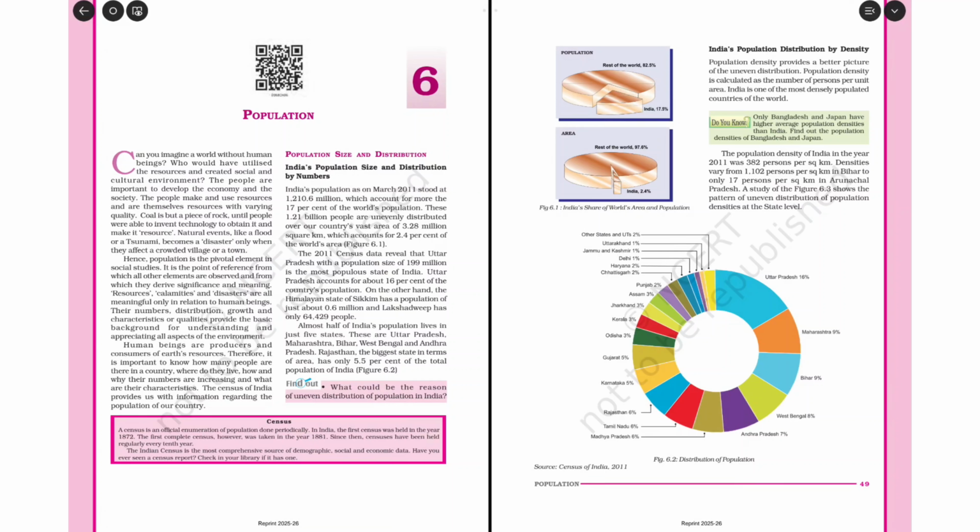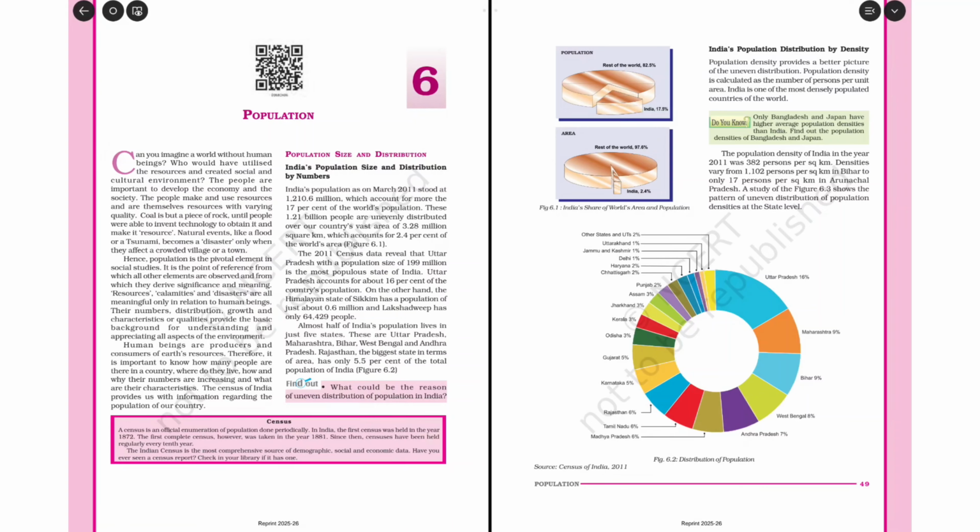Right. Let me read the actual stats they provide. India's population size and distribution by numbers. India's population as on March 2011 stood at 1,210.6 million, which account for more than 17% of the world's population. These 1.21 billion people are unevenly distributed over our country's vast area of 3.28 million square kilometers, which accounts for 2.4% of the world's area.